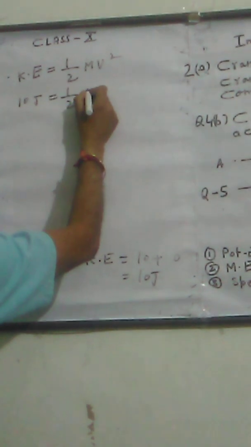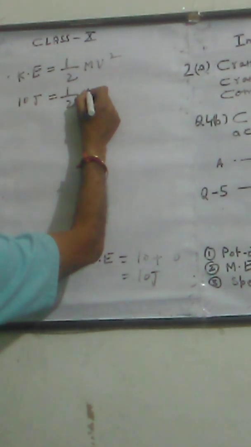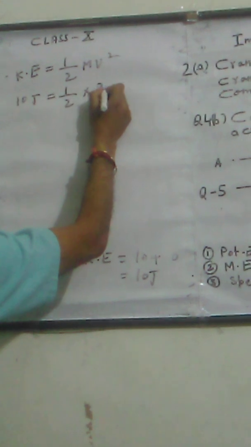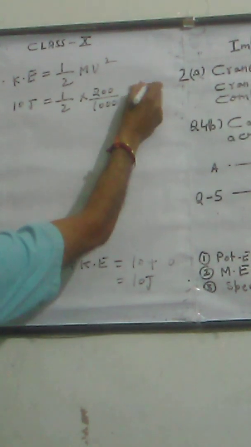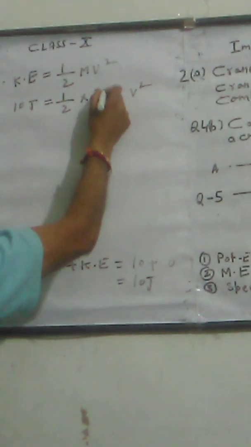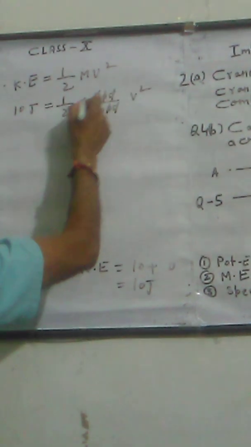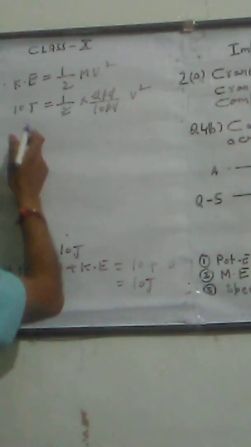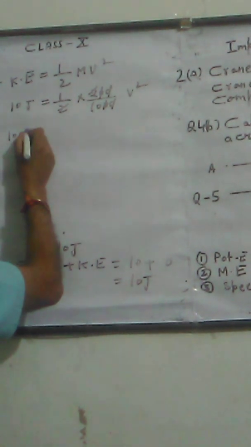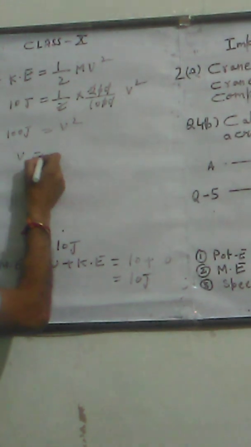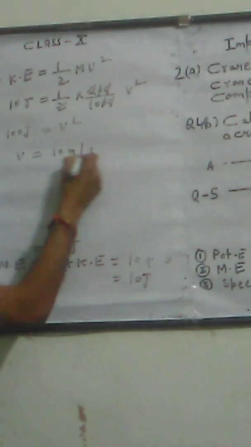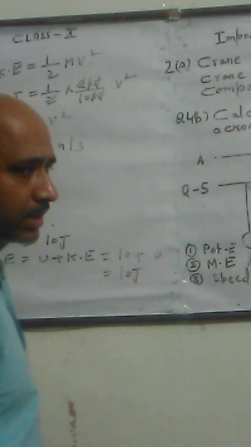10 equals 1/2 times the mass, which is given to us. 200 grams converted into kg, and we calculate, this cancels with this. 10 into 10 means 100 equals v squared. So v will be how much? 10 meters per second. So this is the answer for the third part.